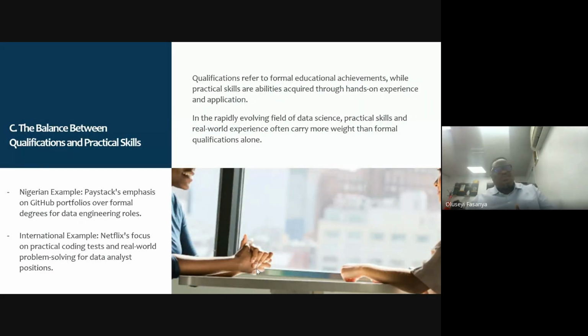So what's the balance between qualification and practical skills? Some people ask that. So are you saying now that you really don't need qualification, you just need to have hands-on knowledge? Qualification will refer to formal education achievements, while practical skills are abilities acquired through hands-on experience and application. In the rapidly evolving field of data science, practical skills and real-world experience often carry more weight than formal education.